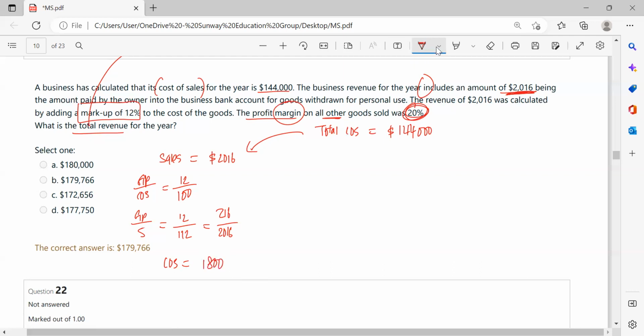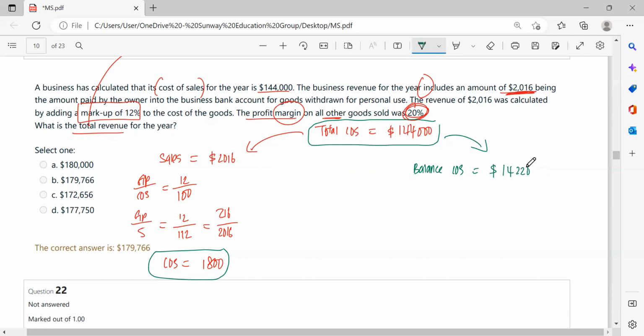So meaning the total cost of sales of 144,000 included 1,800 of cost that I sell to my owner. Now I'm going to find out what about the rest of the cost. So the balance COS, I'm going to take the total 144,000 minus 1,800. So the balance here I have 142,200. This is the balance cost of sales to normal customers.